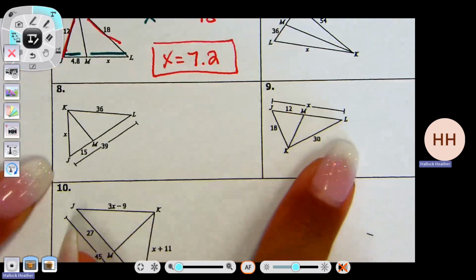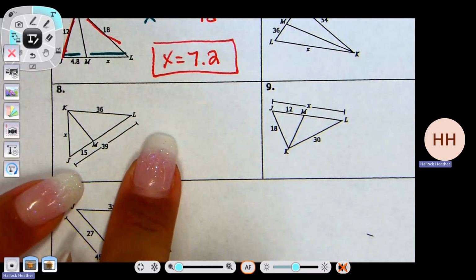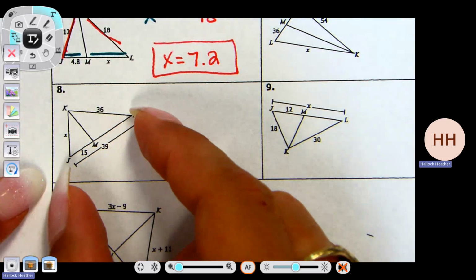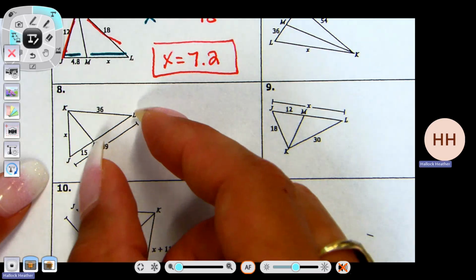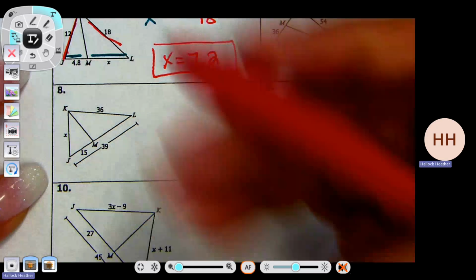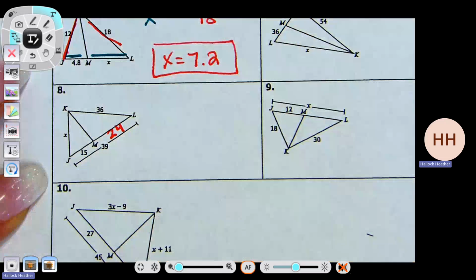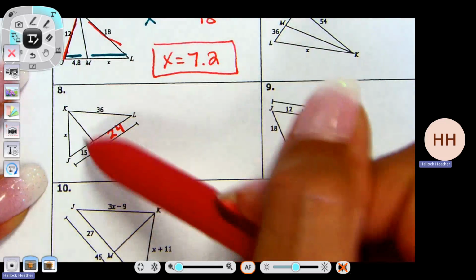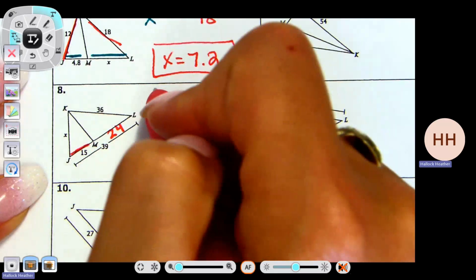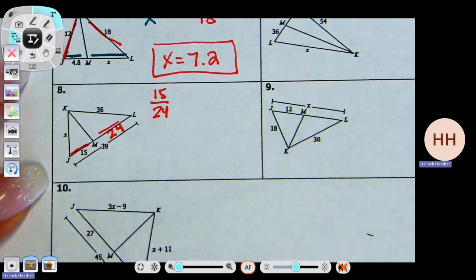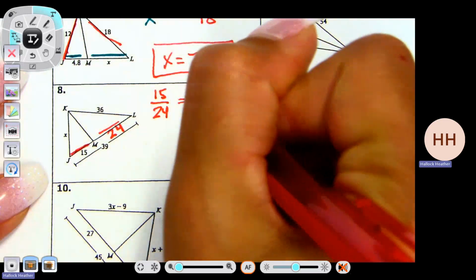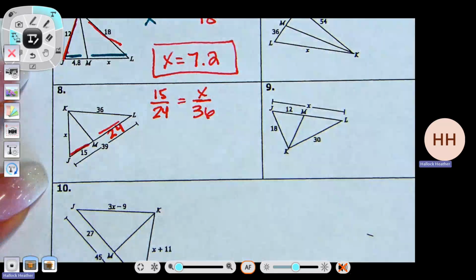Let's do number 8 and 9. So same thing. If this whole piece is 39, this is 15, 14, it's not 14. How much? 24. Okay. So if I choose something on the small triangle, what's something on the left side because it's small? 15 over 24. But you could use X. X would match with 36. And then X over 36. So cross multiply, you get another decimal, but it's okay.